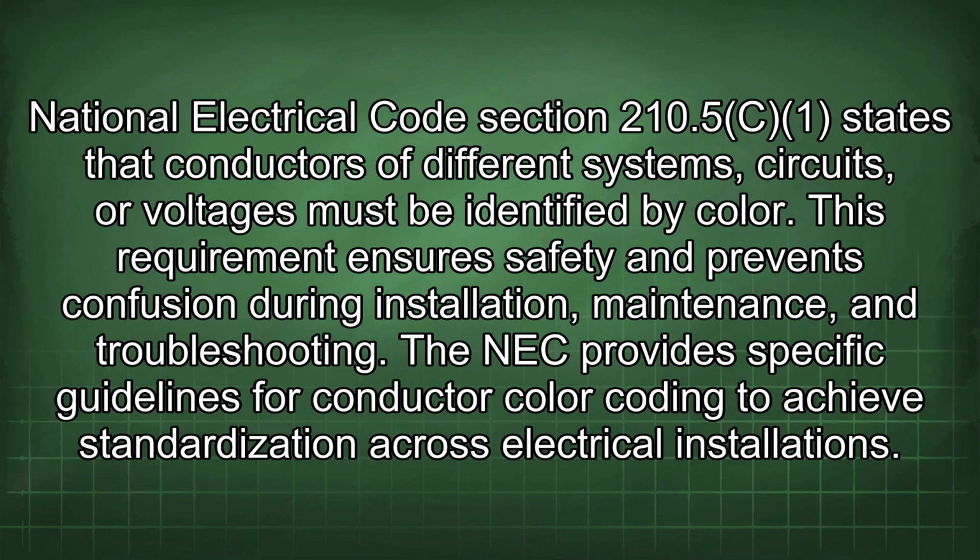National Electrical Code Section 210.5 states that conductors of different systems, circuits, or voltages must be identified by color. This requirement ensures safety and prevents confusion during installation, maintenance, and troubleshooting. The NEC provides specific guidelines for conductor color coding to achieve standardization across electrical installations.